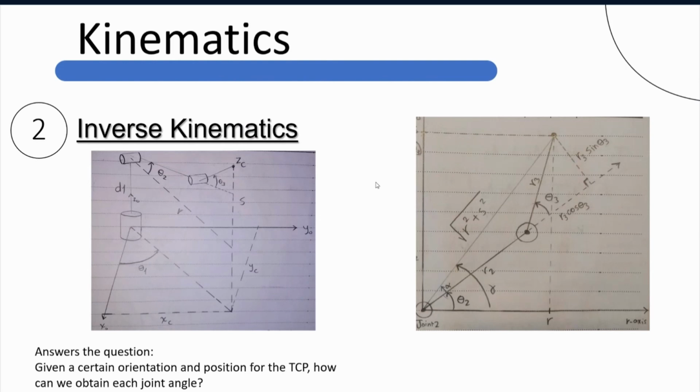As you can see, inverse kinematics is very important for the control algorithm, because in control we deal with having desired orientations and position for the tool center point, and we need to move our joints to these angles that can achieve the desired behavior of the trajectory we are following. So this is the inverse kinematics.